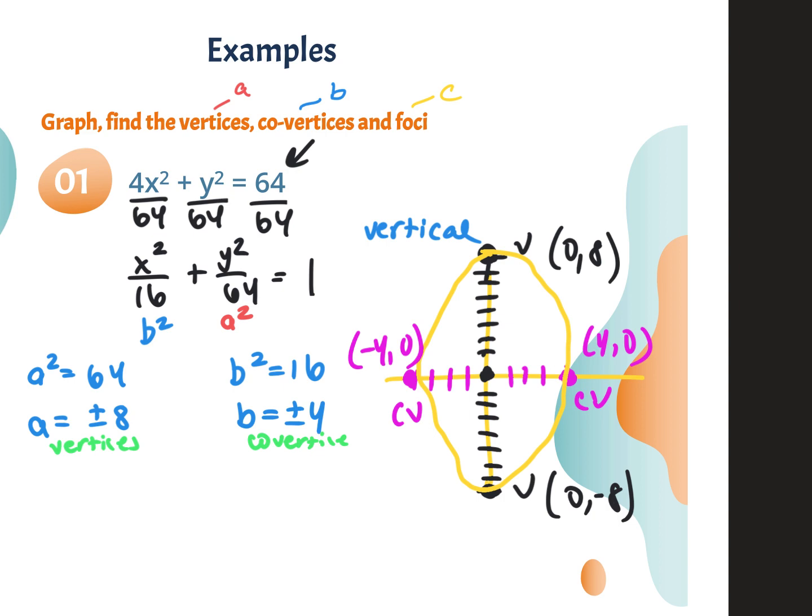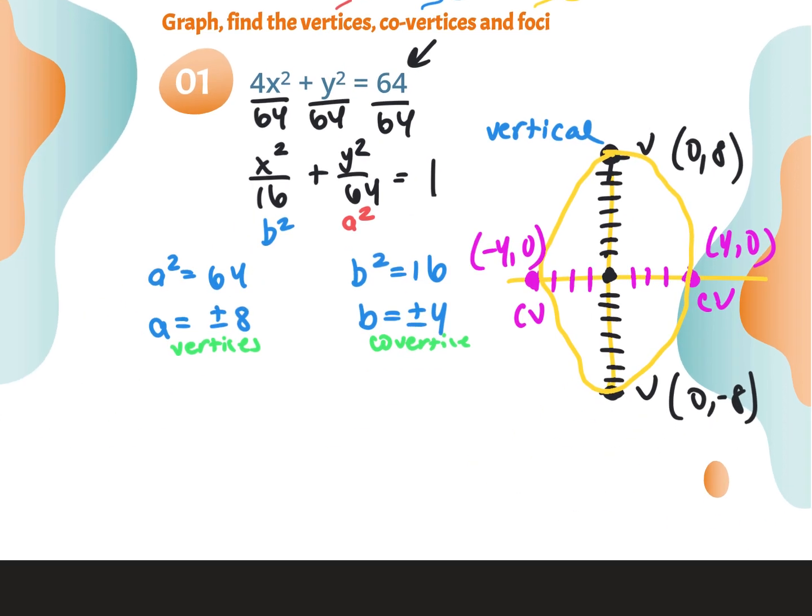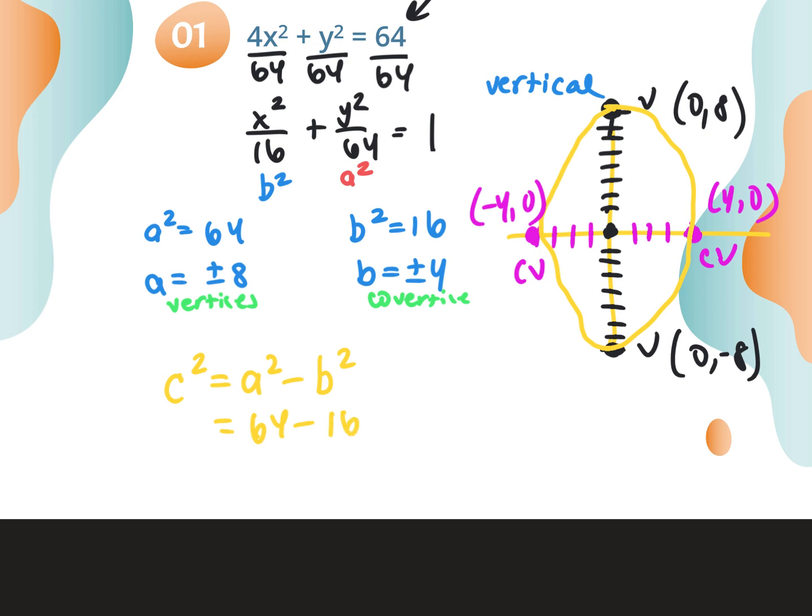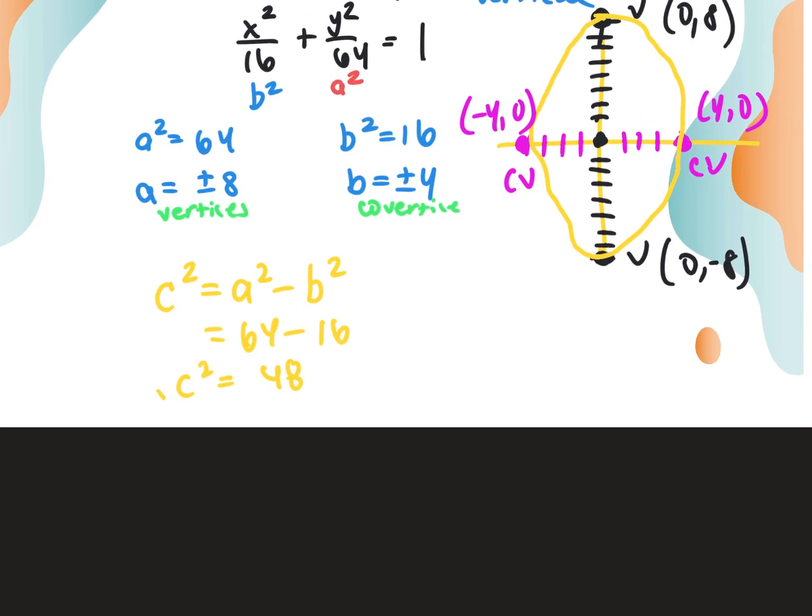Well, it's from the center. It's the C value. What was that little formula we had for the C value? C squared equals A squared minus what? B squared. Well, guys, what is A squared? 64 minus, what is B squared? 16. So C squared equals what? 48. And I take the square root. So C equals 16 times 3, so 4 root 3. Plus or minus, should have written. Plus or minus 4 root 3.